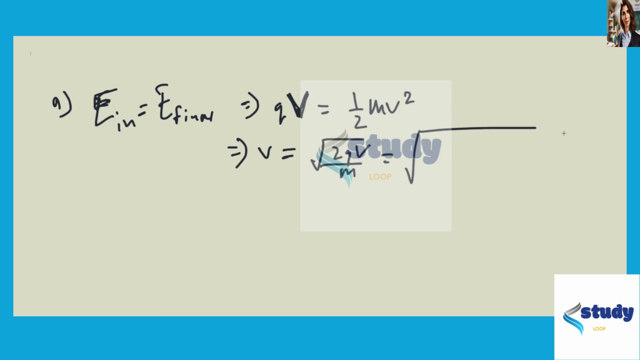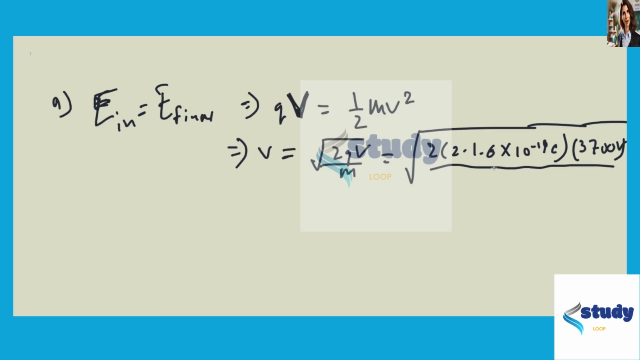Now we plug in values. This is 2 times elementary charge, so it's 2 times 1.6 times 10 to the negative 19 coulombs, times voltage, which is 3,700 volts, over the mass, which is 6.6 times 10 to the negative 27 kilograms. And so this gives us a velocity of very close to 6.0 times 10 to the 5 meters per second. That's part A.